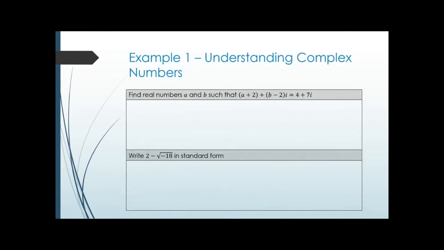First, find real numbers a and b such that (a + 2) + (b - 2)i = 4 + 7i. So this a + 2, that's our real part. So a + 2 has to equal 4, which means that a has to be 2. Then the imaginary part, because on the right we have 7i, that means b - 2 has to be 7. So we can add 2 to both sides, and that gives us b is equal to 9.